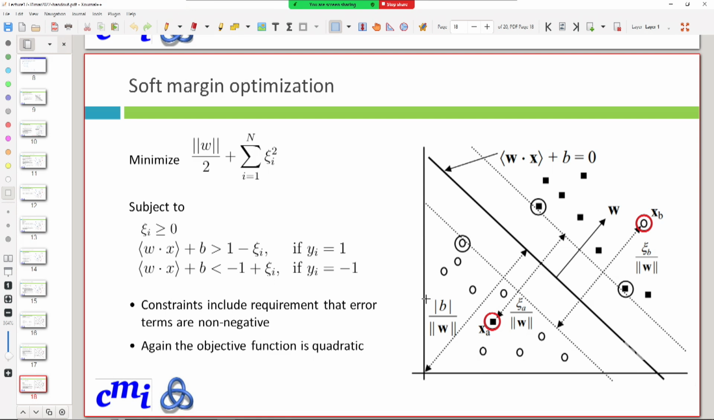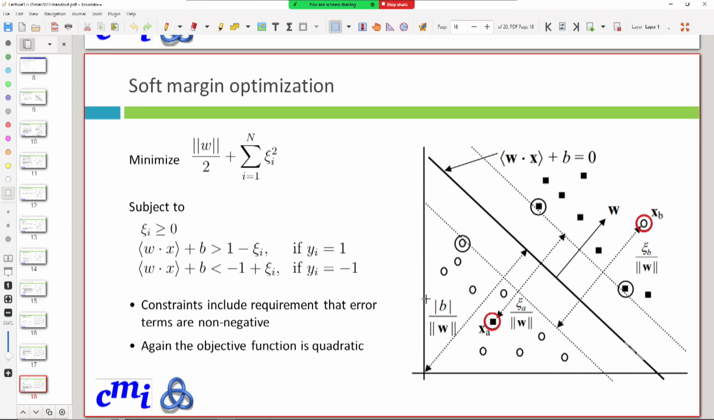So what we do is that we extend our quadratic program like this. We have this part where we wanted to maximize the margin, which was 2 over the length of this, which is the same as minimizing this, the converse.